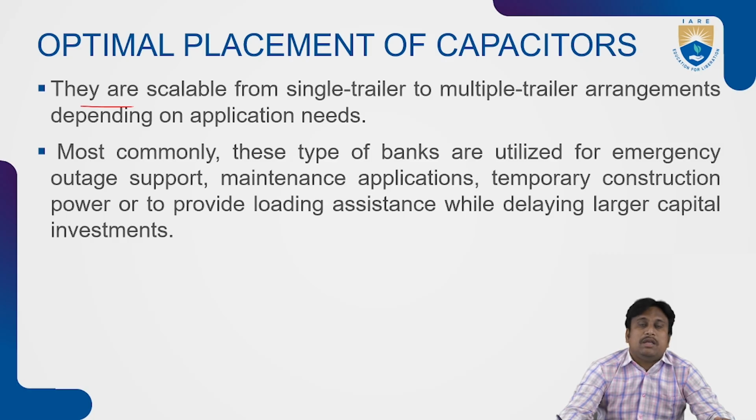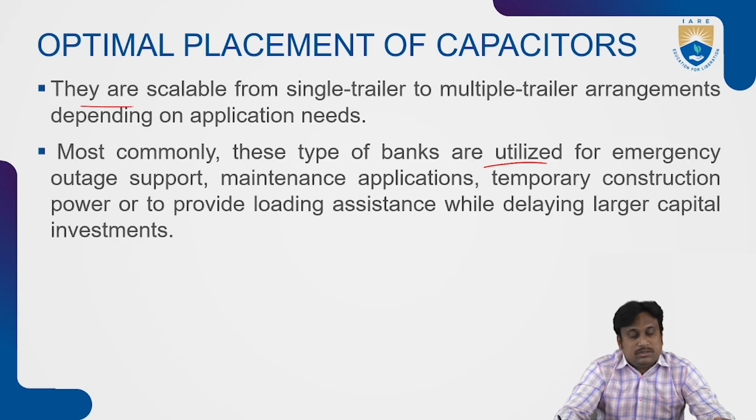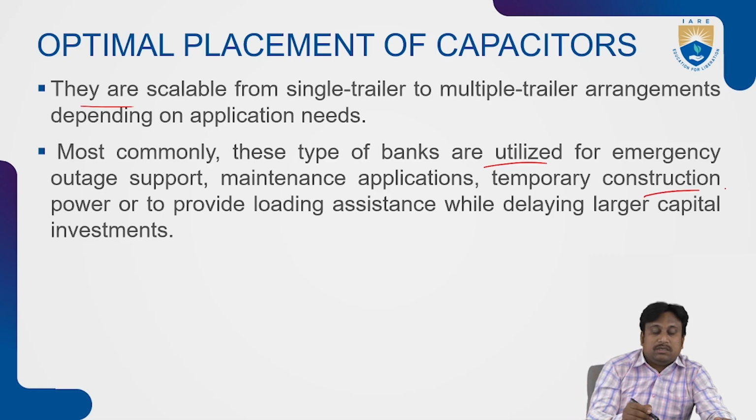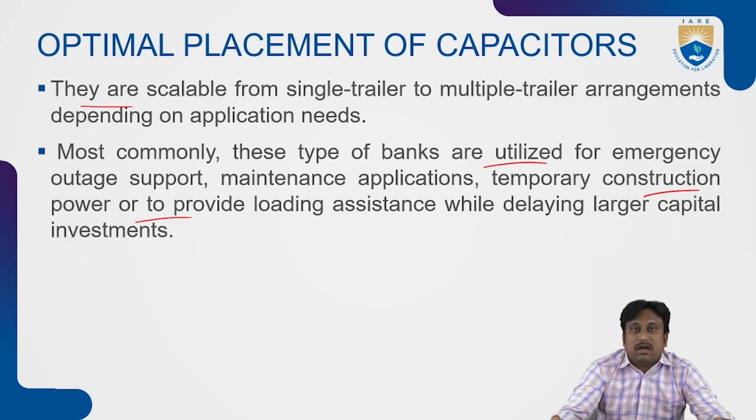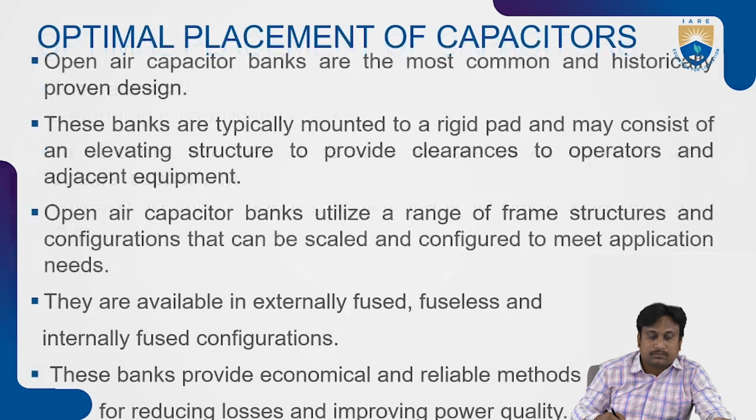So the most commonly used type of banks are for emergency outage support, maintenance applications, temporary construction, and to provide loading assistance while delaying large capital investments. So these are mostly preferred in such a manner to design with the operating constraints.